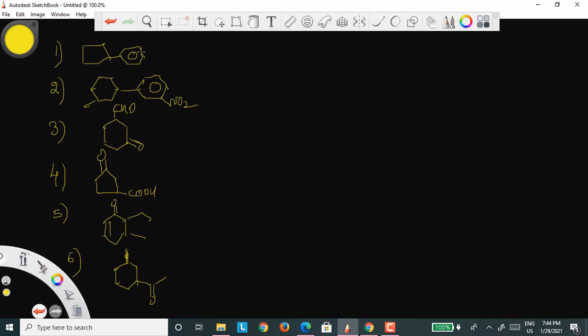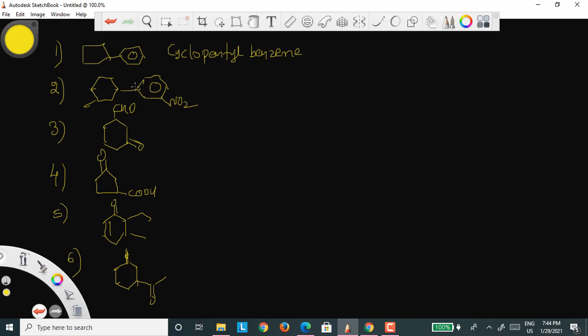Now this compound, see what name should be given. So this cyclopentyl group is connected to benzene. So this should be cyclopentyl benzene, because benzene has more priority than the cyclo group. So this becomes a substituent. So cyclopentyl benzene. Okay.